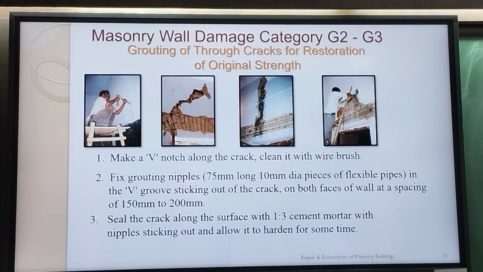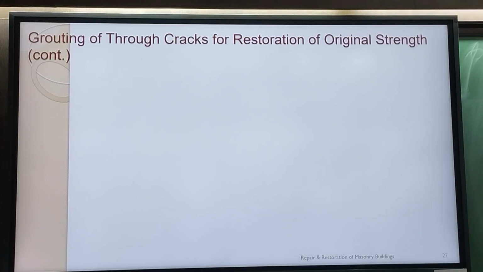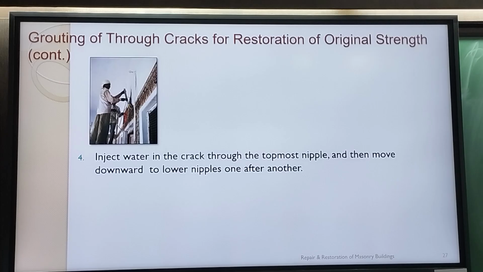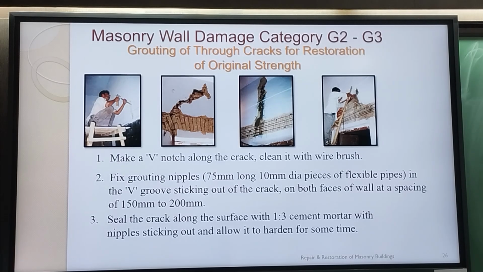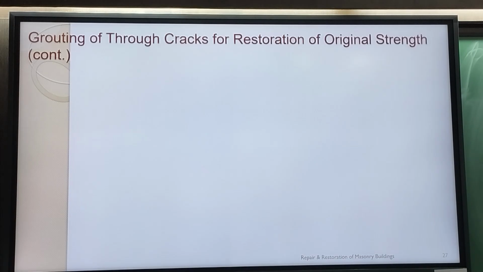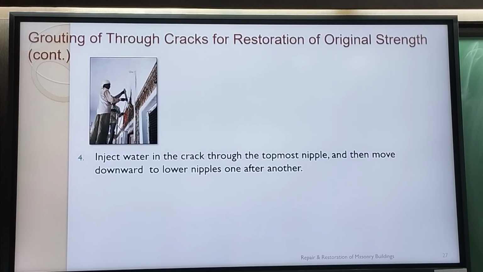And then the crack is sealed on the outside with rich cement mortar, with the nipples sticking out about 25 to 35 millimeter out. What is important is that after the nipples are put in, the crack is sealed on the face. So you only have this little tubing sticking out every so often, and then water is put into the crack for cleaning. Start from the topmost and come down.